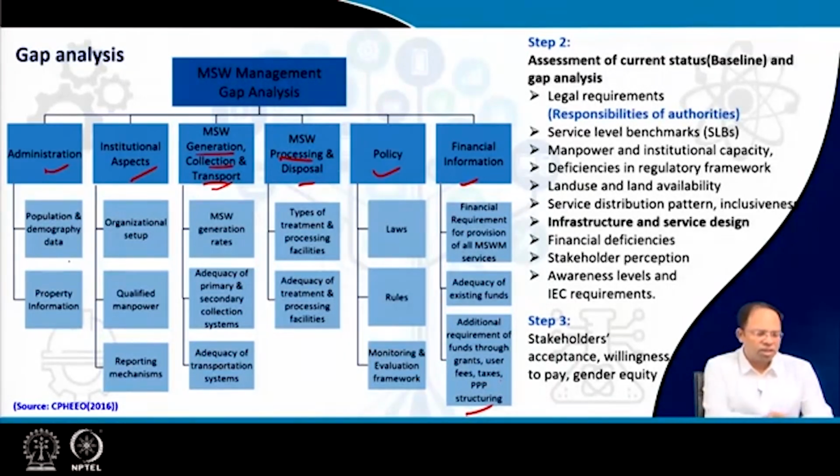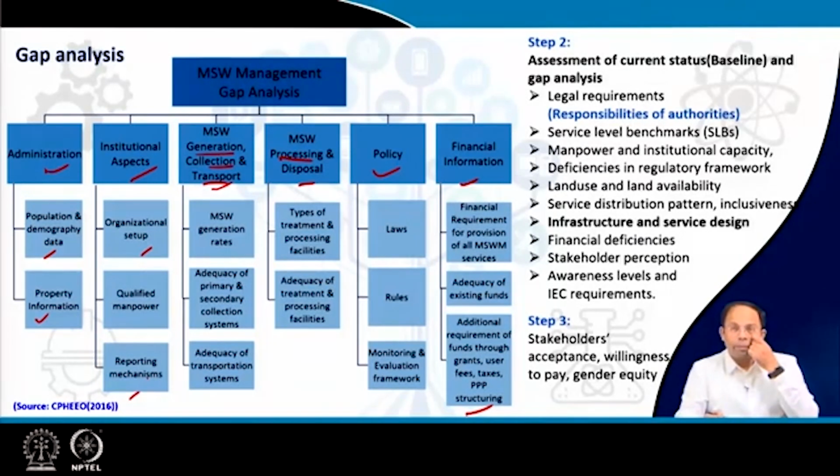In case of administration, how much tax is collected from which property, what is the population, what are the demographic characteristics, and what will happen in future; those have to be determined. Institutional aspects include organizational setup, manpower requirements, and reporting mechanisms. All these are part of the institutional aspect. So, in step 2, the first job is to assess the current status of the baseline. That is, for each of these aspects, what is the current situation? And then subsequently, we have to conduct the gap analysis.